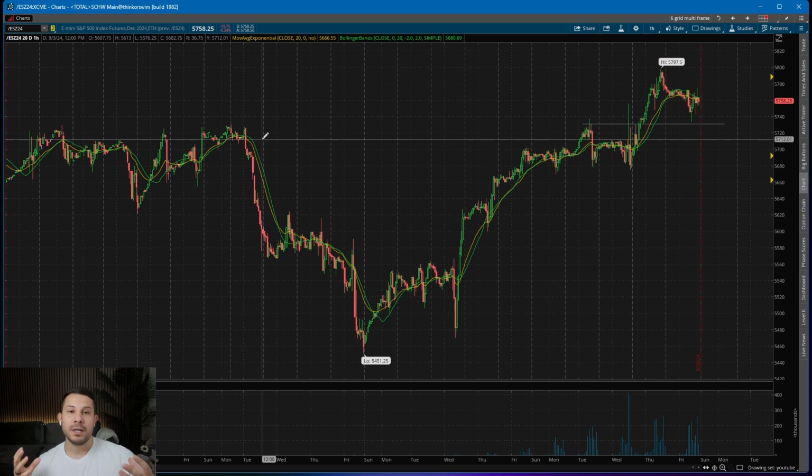Is this a prior daily high? Is this a prior FOMC high? What is it? Let's get some context. Let's form a narrative here as to why this level might be important.